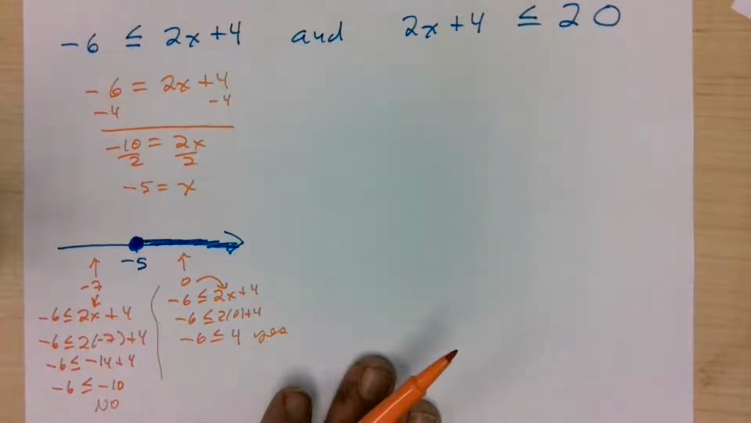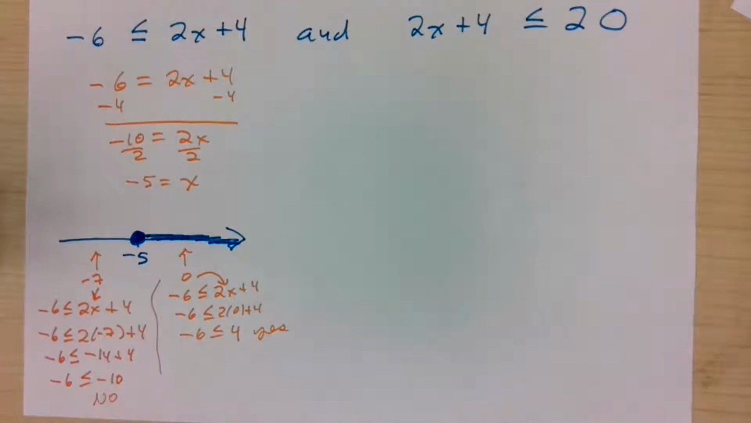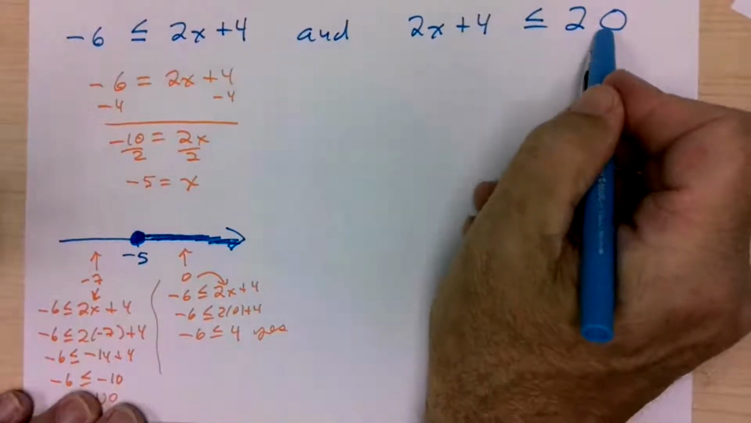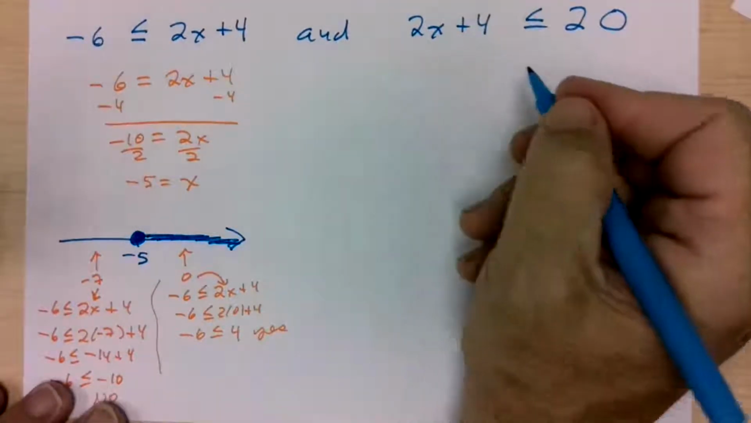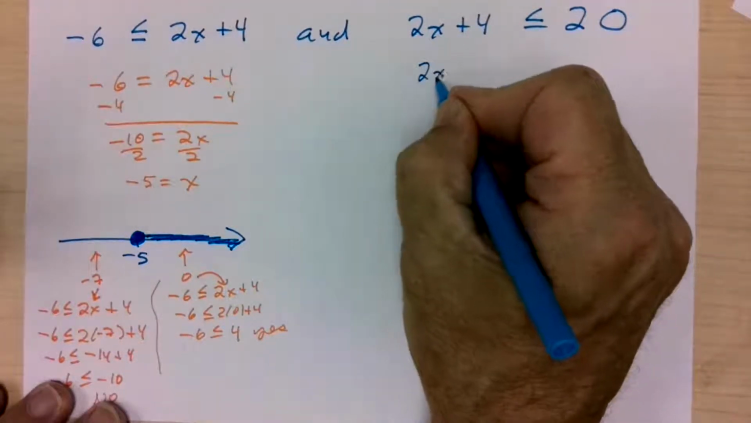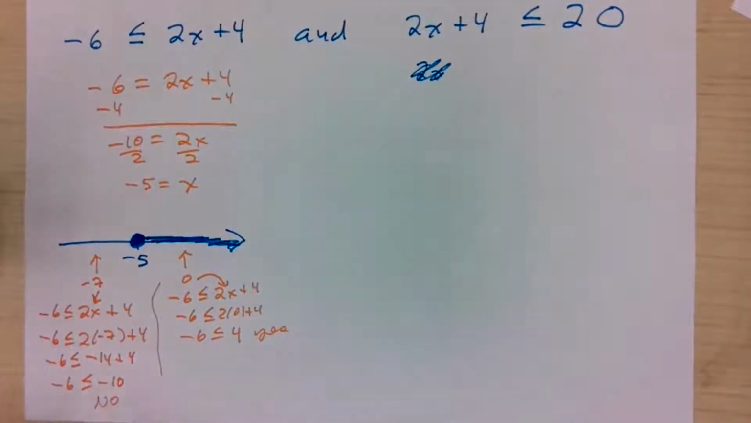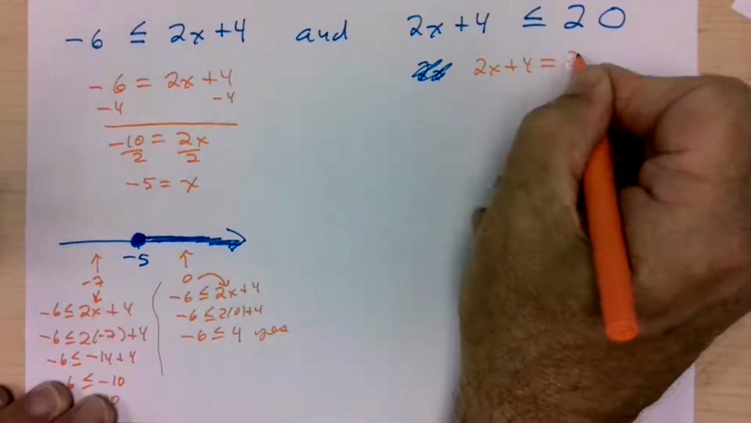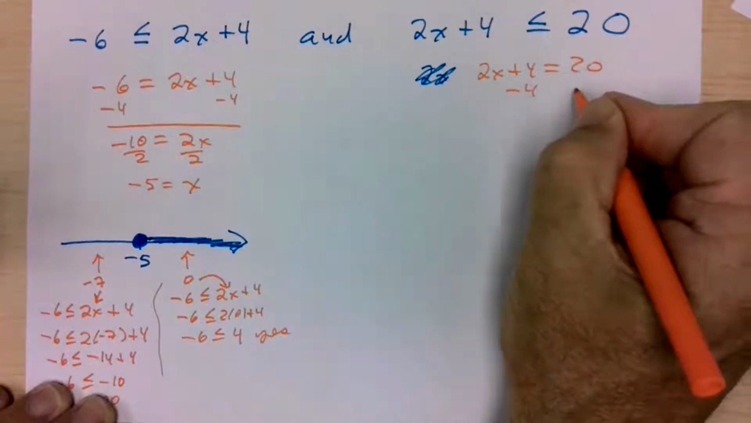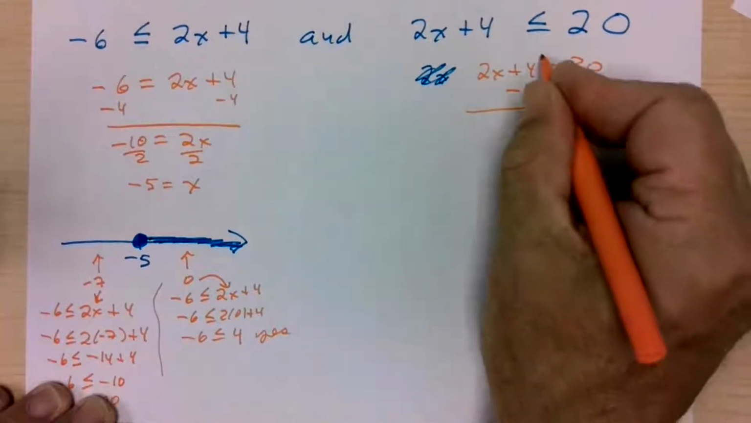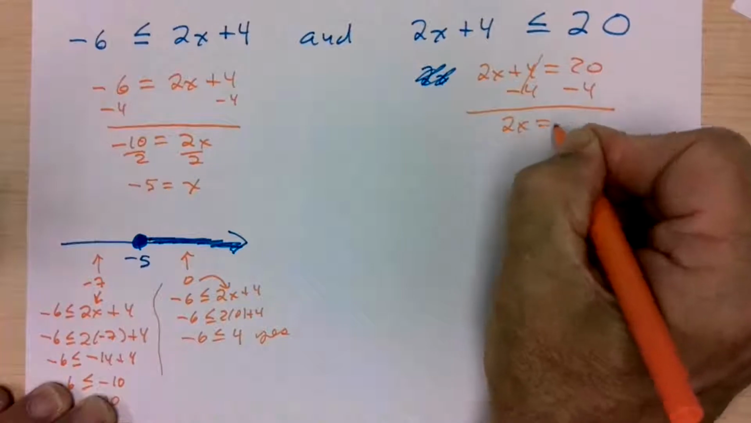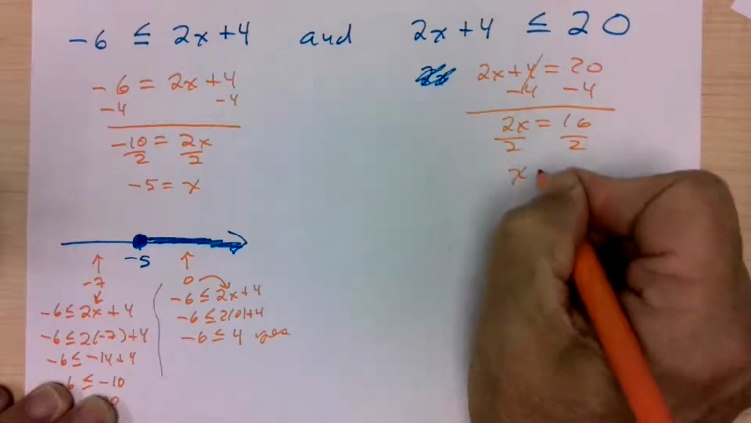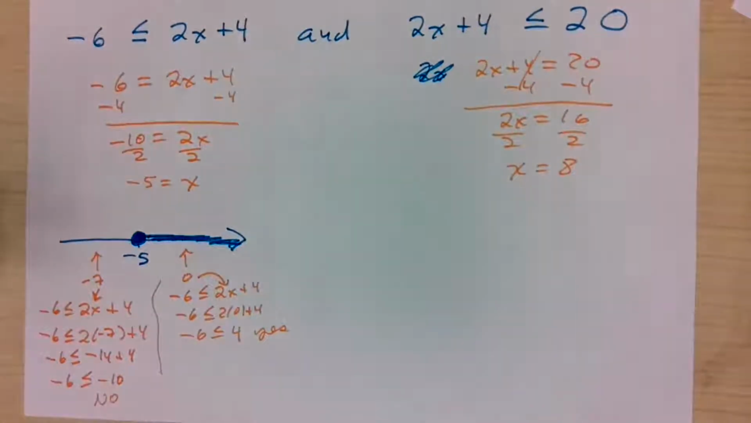Coming over here, what do we have? I have 2x plus 4 less than or equal to 20. So I have 2x plus 4. I'll do it in orange to be consistent. 2x plus 4 equals 20. Subtract 4, subtract 4. So we get 2x is 16. Divide by 2, divide by 2. X is 8.